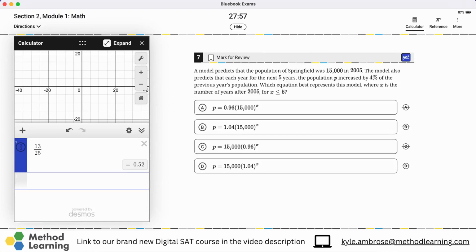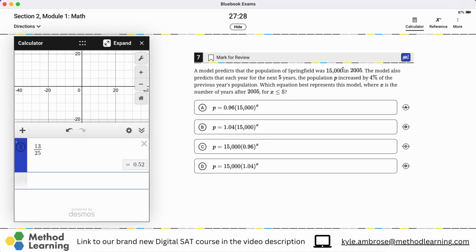This one here, we've got a starting population of 15,000, and then each year the population increases by 4%. So it says, which equation represents this model? Well, this is a kind of a classic setup of an exponential function. We know it's that because it's increasing by a percentage, and that's going to be exponential. It's exponential growth.